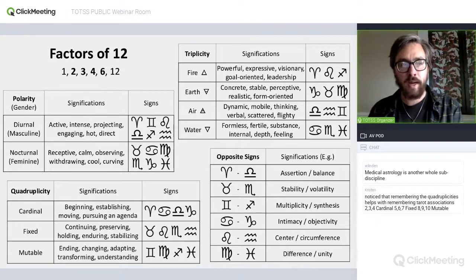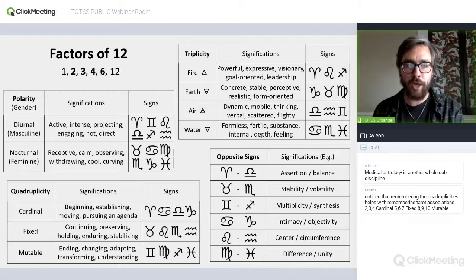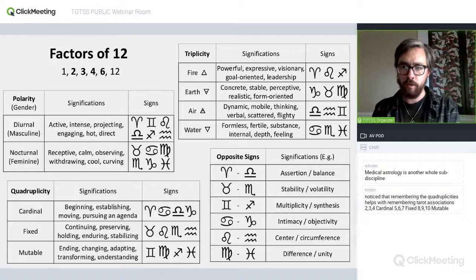So in general, we can talk about the diurnal signs as being active, intense, projecting, engaging, hot, and direct, and the nocturnal signs as receptive, calm, observing, withdrawing, cool, and curving. This direct versus curving is the idea of the diurnal signs being linear, directly going at something, pursuing something in a straight line, or moving in a very direct fashion. And the nocturnal signs being somehow indirect or spiraling or coming in sideways or making a circular or looping sort of motion, which is interesting.